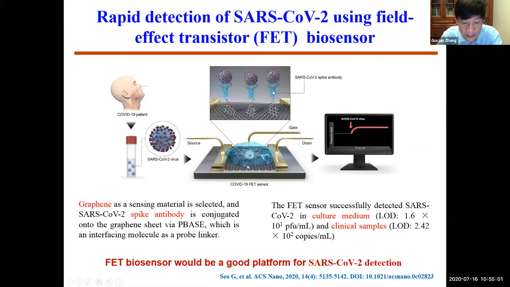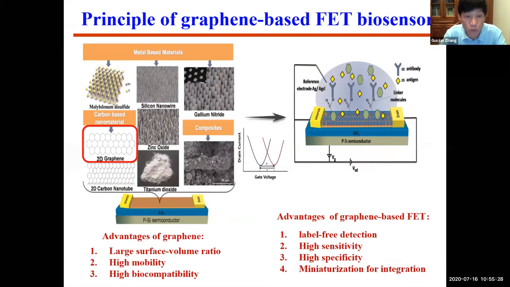After the graphene FET is fabricated, coronavirus can be conjugated onto the graphene sheet via antibody and antigen interaction, and then the virus can be directly detected. This means the FET biosensor would be a good platform for coronavirus detection. So what is the principle of the graphene-based FET biosensor?